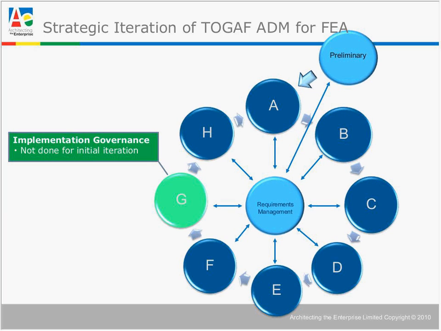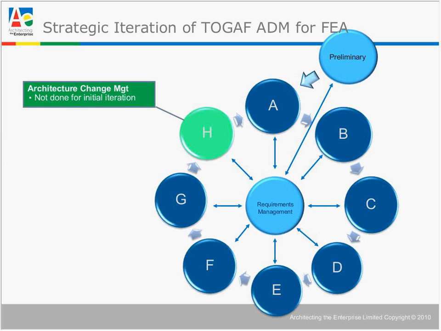Okay, now, since we're doing a strategic iteration, we're not actually going to put anything in place. So we're not going to do any implementation governance, because that would be as we do implementation, as we do deployment, the EA team would need to be governing how those things are progressing. And the same is true for change management because we haven't put anything on the ground. There's no change to monitor.